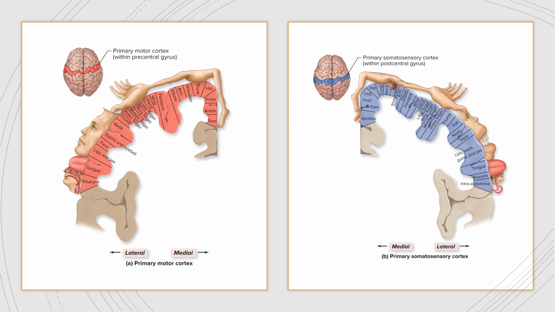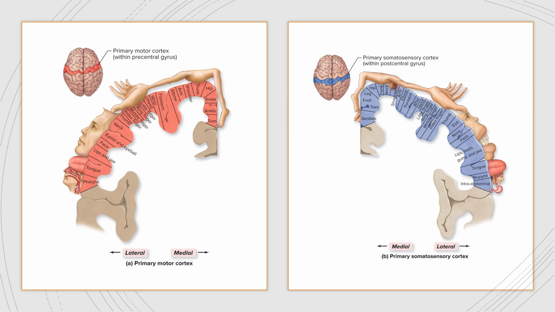The sensory homunculus, in contrast, is a similar topographic map, but located on the surface of the post-central gyrus, or primary somatosensory cortex, within the parietal lobe. It depicts the relative sensitivity and neural representation of different body parts based on their sensory input.